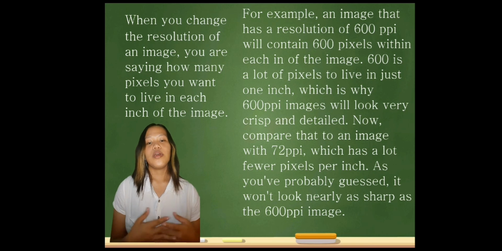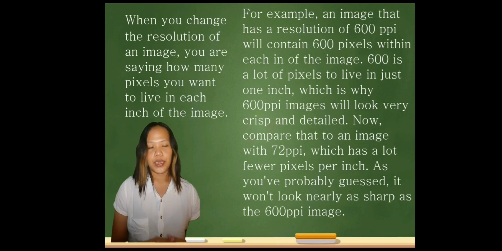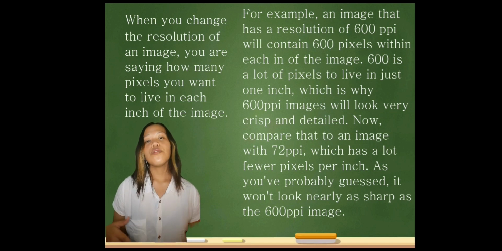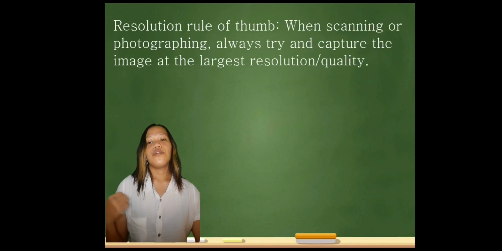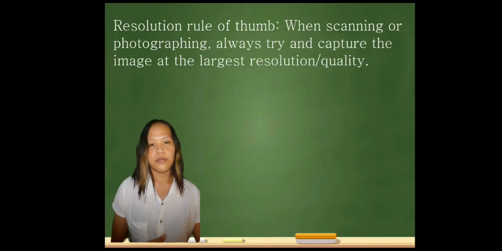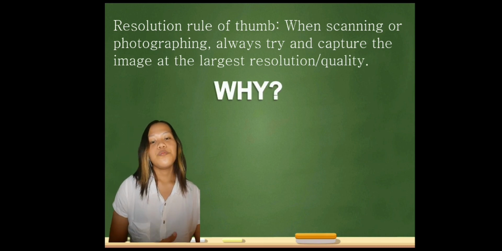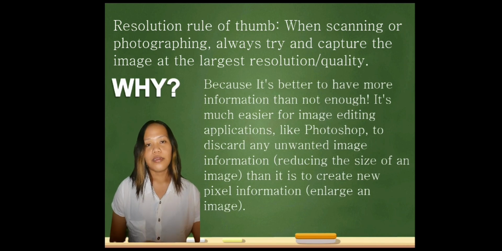Now compare that to an image with 72 PPI, which has a lot fewer pixels per inch. As you have probably guessed, it won't look nearly as sharp as the 600 PPI. According to the resolution rule of thumb, when scanning or photographing, always try to capture the image at the largest resolution or quality possible. Why? Because it's better to have more information than not enough.